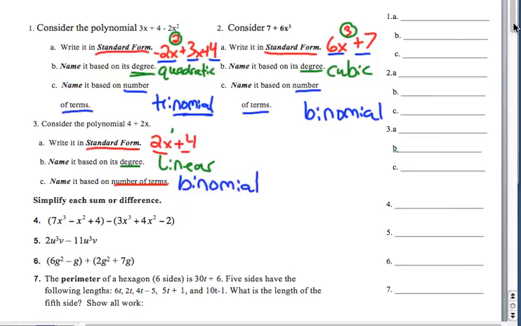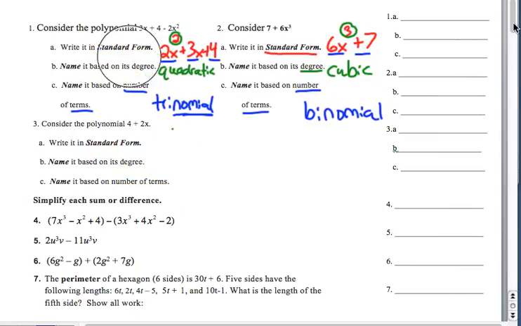So the biggest thing here is the vocab. Know that standard form means putting the things in order based on degree. Naming it based on degree is either linear, quadratic, or cubic. Naming it by number of terms is nomial, and you have to pick the proper prefix.